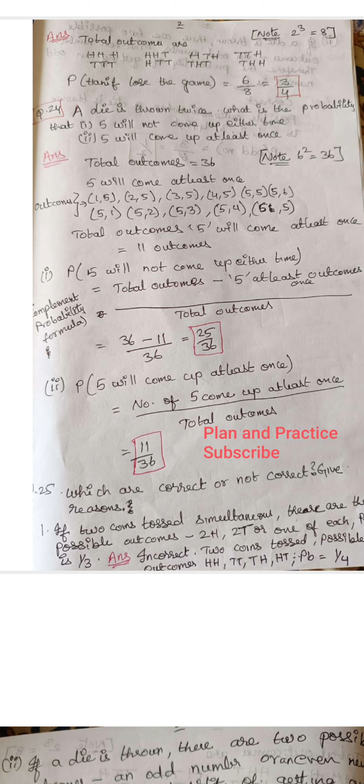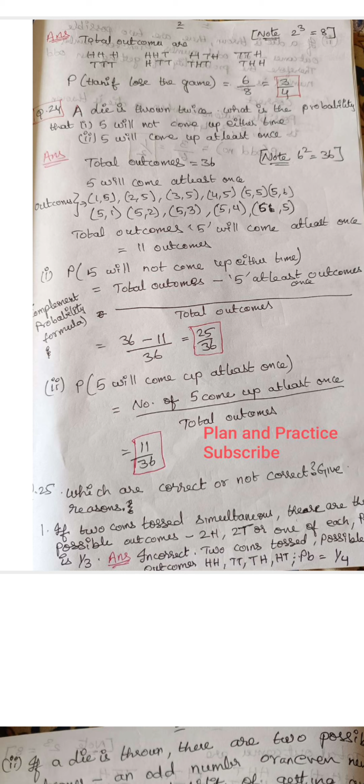Second option, 5 will come at least once, which is equal to the number of outcomes where 5 comes up at least once by total outcomes. We saw it is 11 outcomes by 36 total outcomes. So the probability that 5 will come up at least once is equal to 11 by 36.